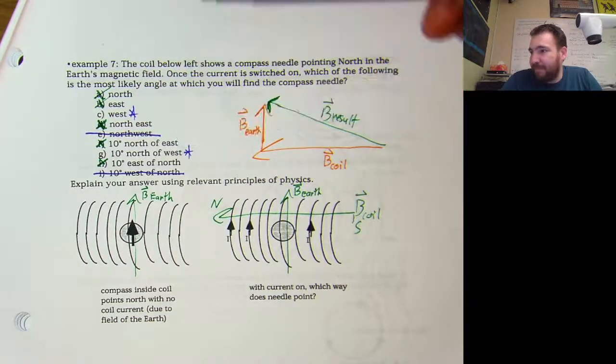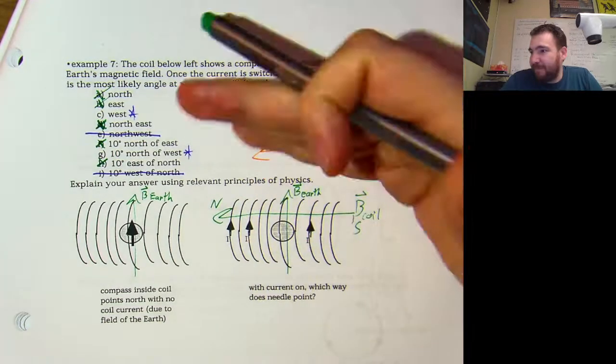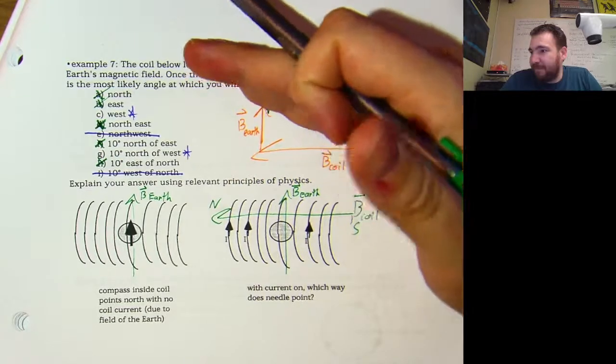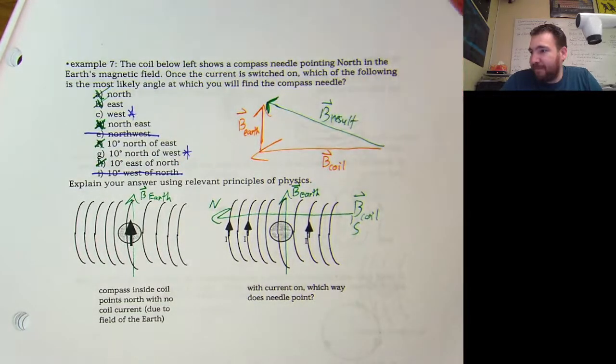But you could also say, if the current in the wires isn't that big, or the coil density isn't that big, the Earth is still going to provide enough of a field in that direction to give it a bit of a deflection. So 10 degrees north of west is also totally reasonable. You could argue either one of those fairly successfully. Comments, questions, concerns?